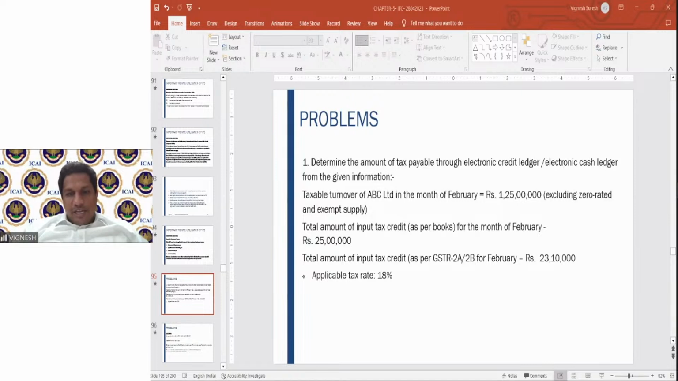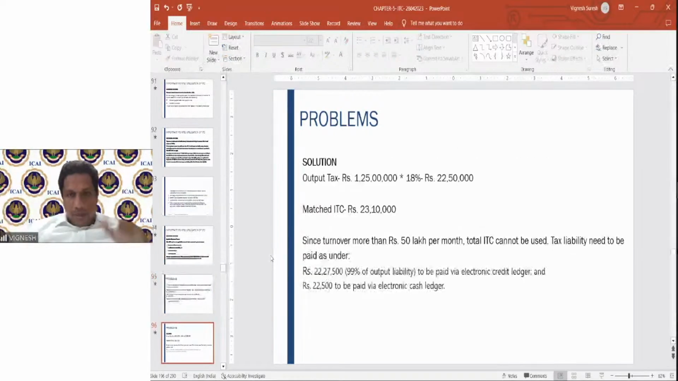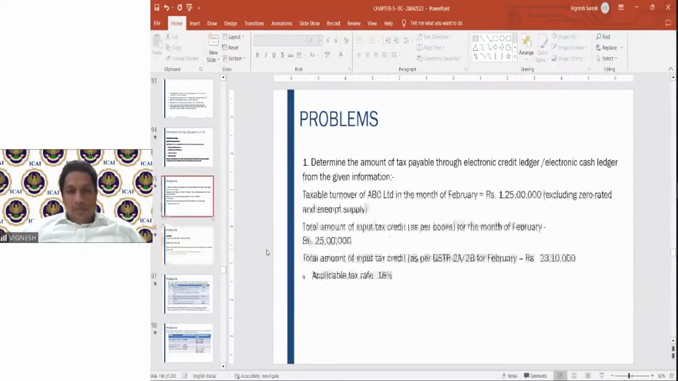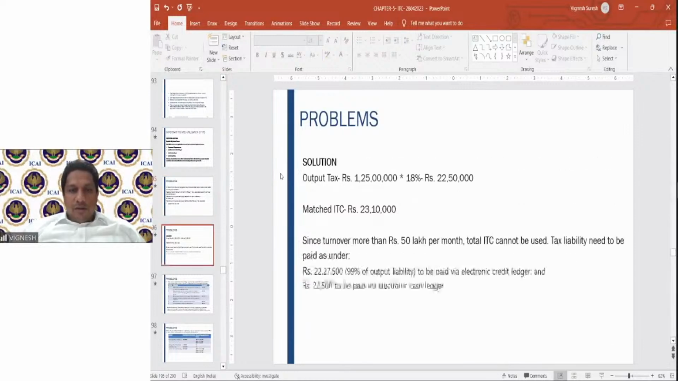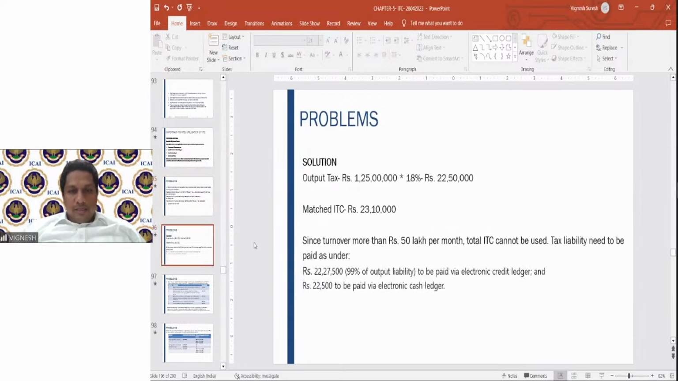So in this question, please don't look at the answer in the study material. The answer in the study material is not correct because it talks about the 5% thing. So don't look at the answer in the study material. If you see here, output tax on 1 crore 25 lakhs at 18% is 22 lakh 50,000. The ITC available in GSTR 2A or 2B is 23 lakh 10,000. So 23 lakh 10,000 is matched to the ITC.